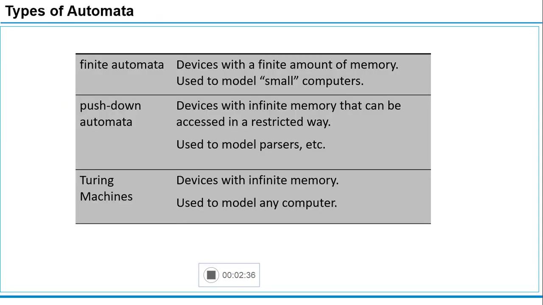What are the different types of automata? We have finite automata, pushdown automata, and Turing machines. In finite automata, we have only a finite amount of memory, which you can use for small computers. In pushdown automata, even though you have infinite memory, it is used in a restricted way, so you can use it in the model parsers. And in the case of Turing machines, you have infinite memory, and you can use it for any computer.